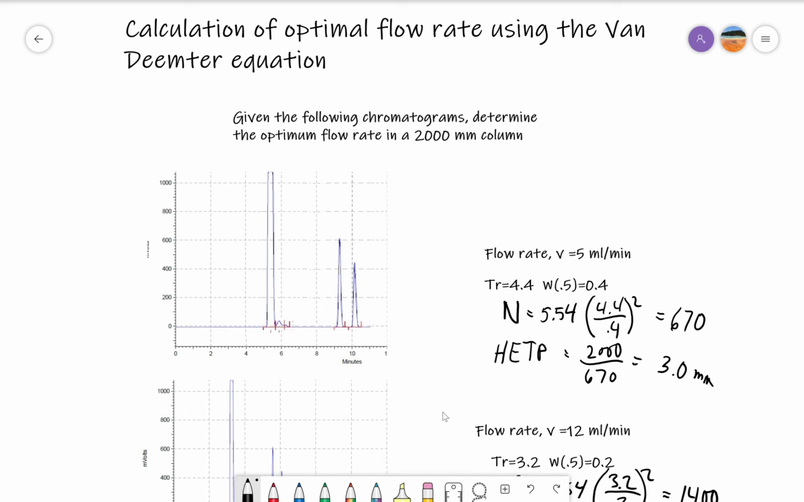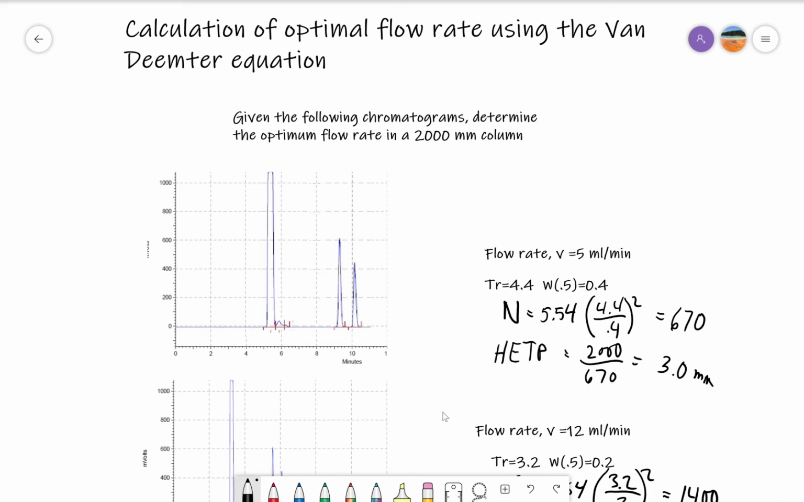In this video, we're going to do an example of how to use the Van Deemter equation in order to determine the optimal flow rate in a column chromatography experiment. For this problem, we are going to be given three different chromatograms obtained at three different flow rates to determine what is going to be the best flow rate for maximum resolution.